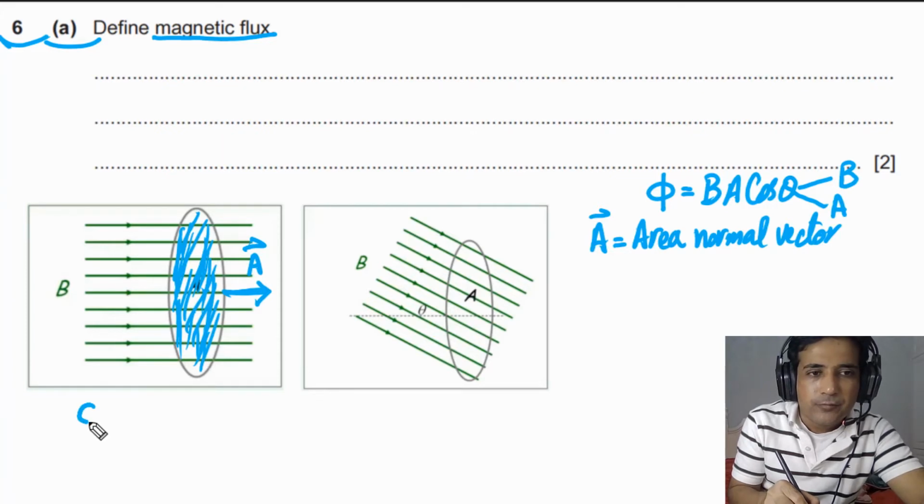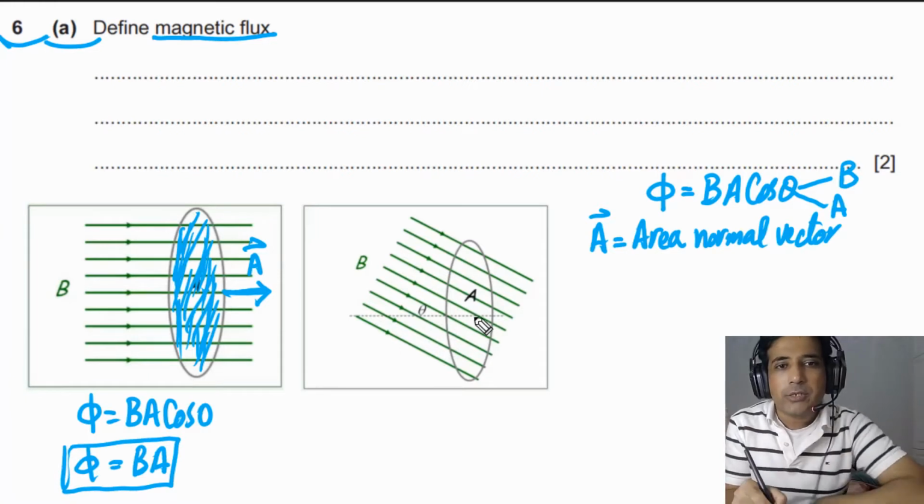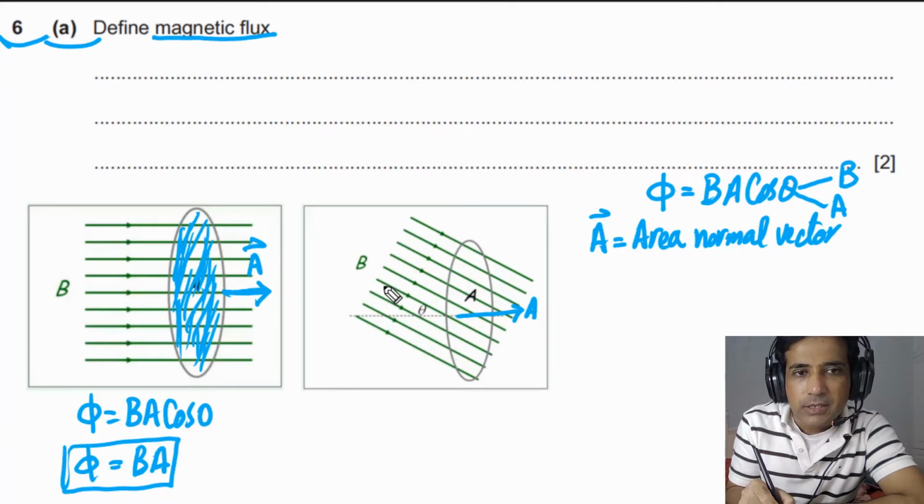In this case, flux will be equal to BA cosine of the angle between A and B. The angle in this case is equal to 0 degrees, so simply flux will be equal to B times A. This is how you can calculate flux for this one. Now let's calculate flux for this second case. In this case, you can see this is the area normal vector, and this one is B.